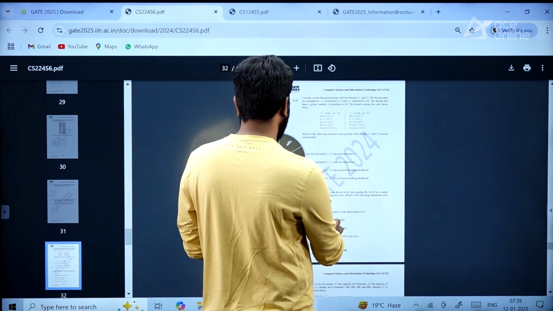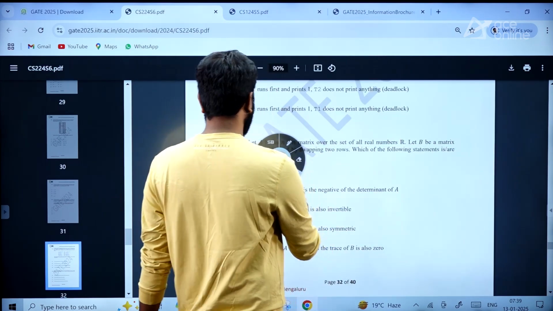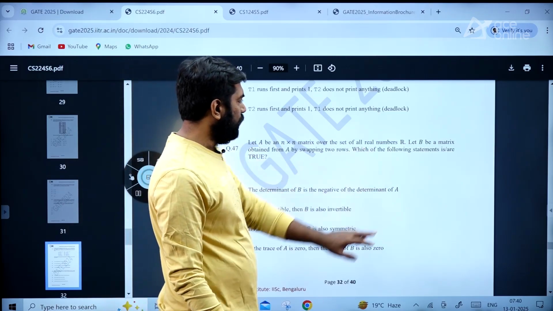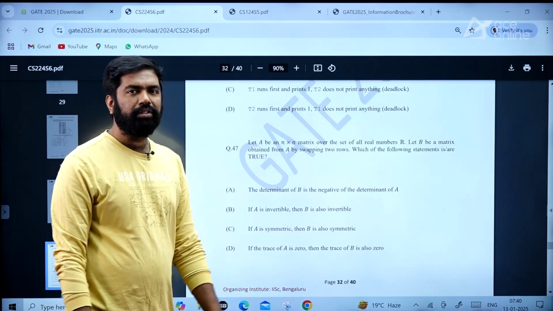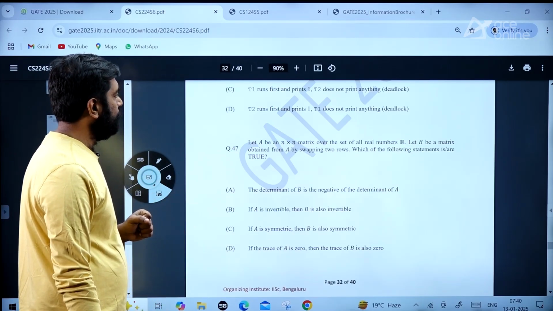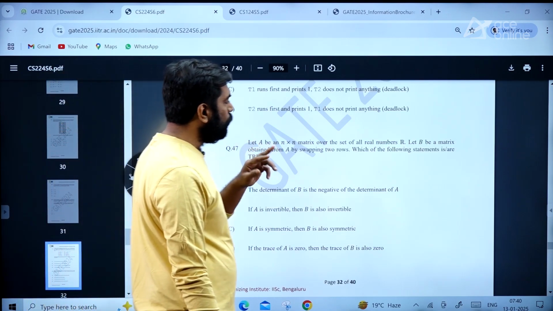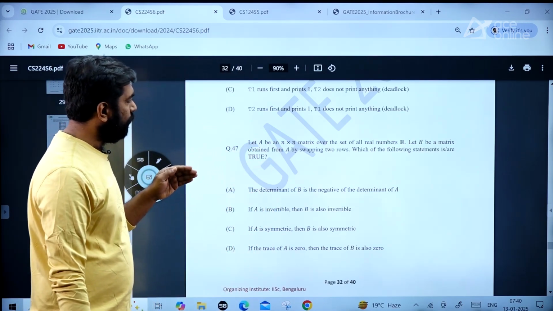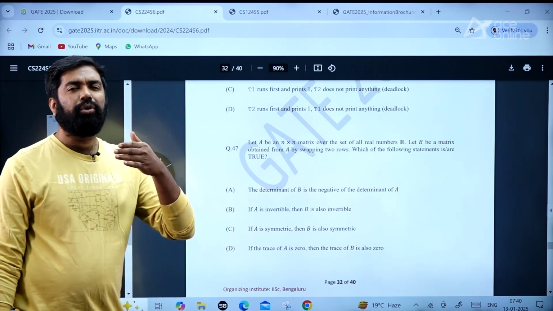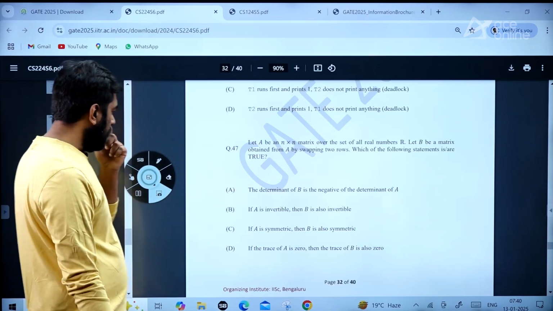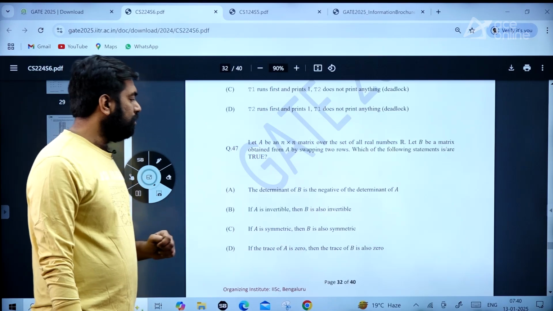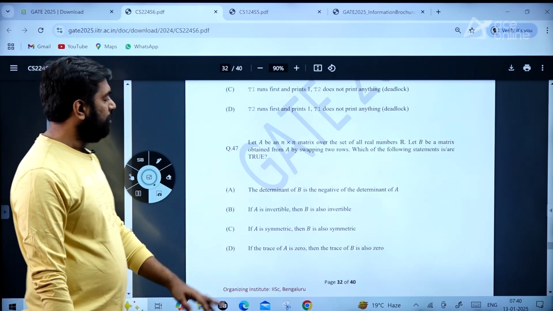Yeah, got it. 2 mark problem. Silly problem. Which of the following statements is/are true? Is/are means MSQ. A is an n cross n square matrix. B is a matrix obtained by swapping 2 rows. The determinant of B is the negative of the determinant of A. True statement. If A is invertible, then B is also invertible. If A is symmetric, then B is also symmetric. If the trace of A is 0, then the trace of B is also 0.